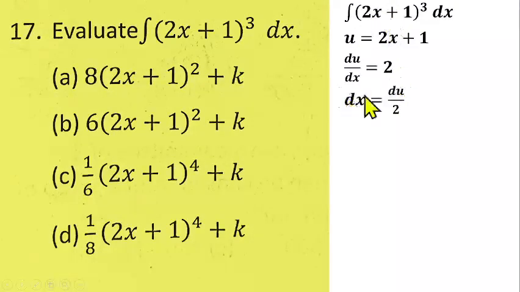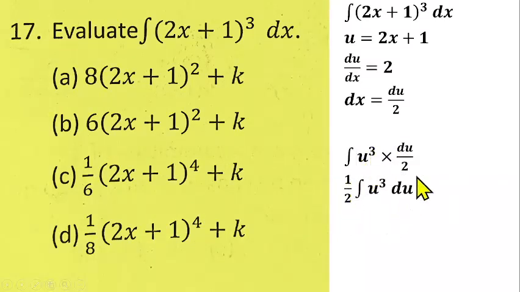So whenever you see dx, you write du over 2, and this one will be u raised to power 3. Because you already called 2x plus 1 your u, whenever you see 2x plus 1, you put u there. So you'll have the integral of u raised to power 3, times dx, which is du over 2. So 1 over 2 here is a constant, so it will go out. So we have 1 over 2 integral of u raised to power 3 du.